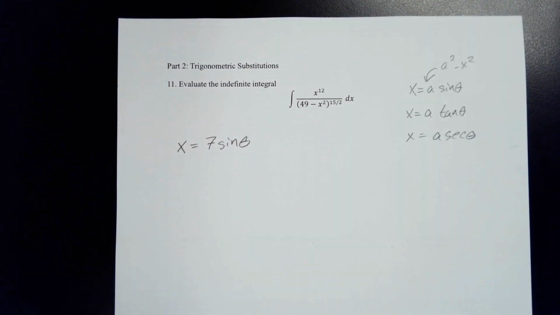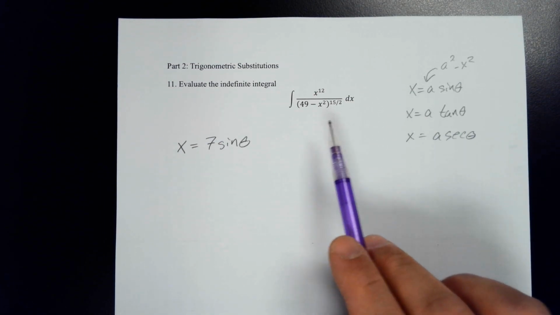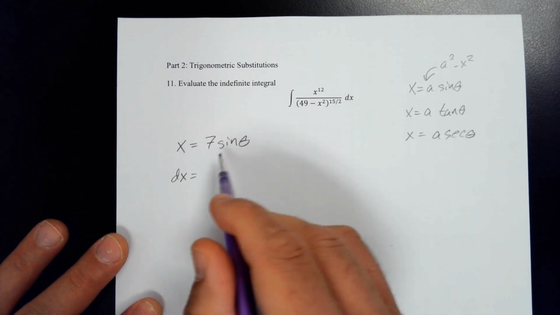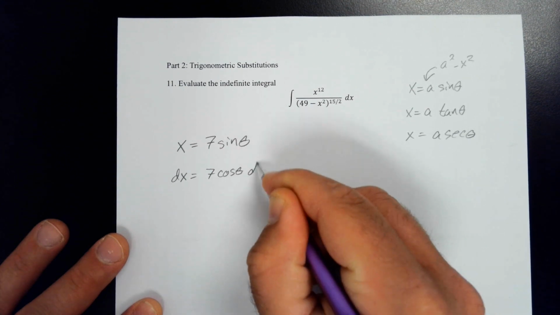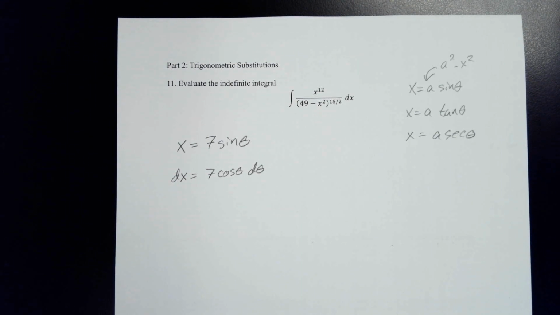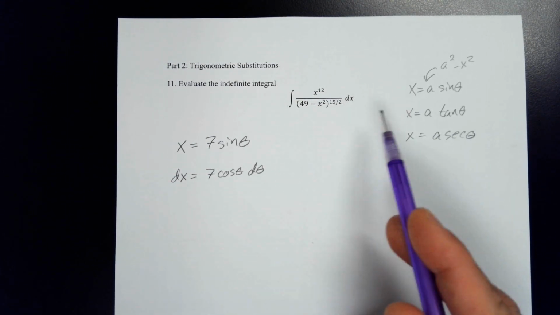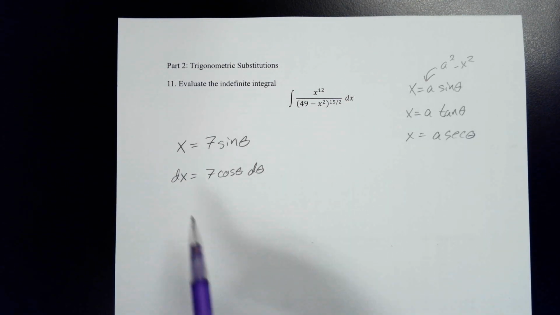And remember, we're hoping to do this so that this integral becomes a lot easier to do. Okay, in order to do the trig substitution, we've got to figure out what dx is. Well, the derivative of 7 sine theta is 7 cosine theta d theta. So dx is 7 cosine theta d theta. So now we're going to rewrite everything in this integral, replacing all the x's with what their replacement should be.